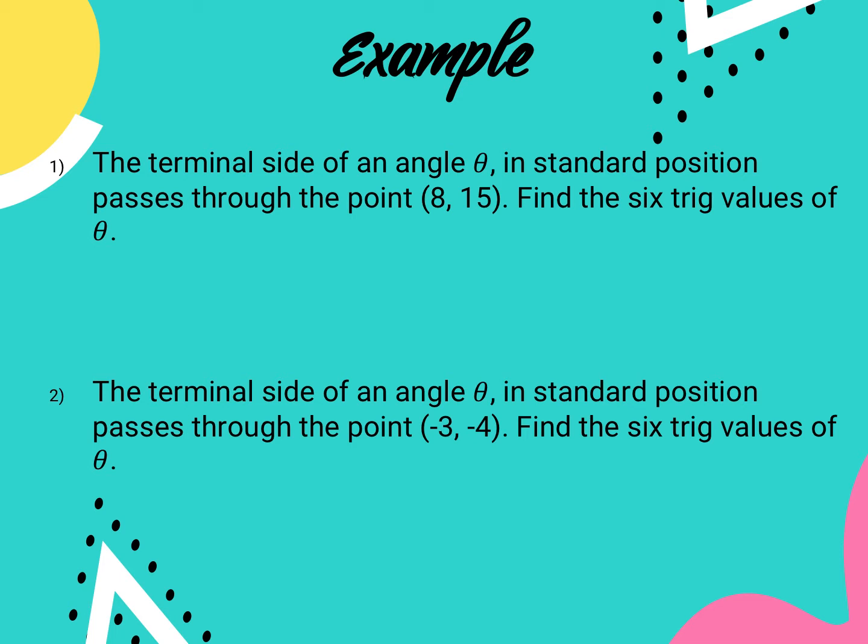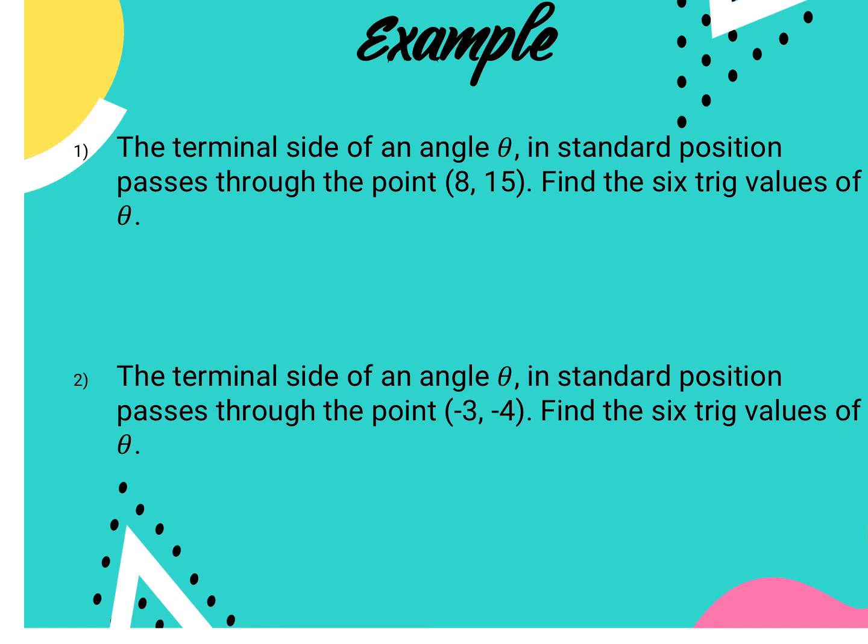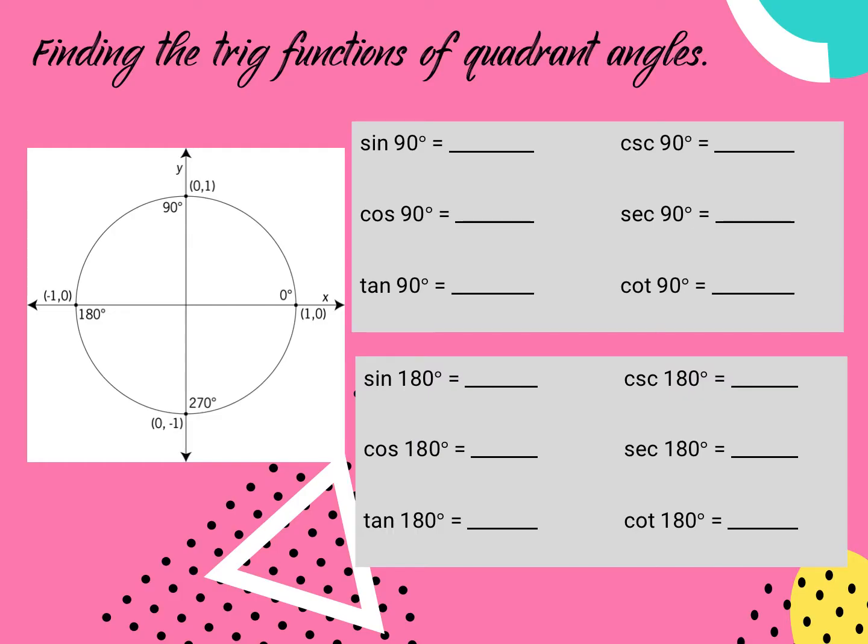Remember, you're going to find r by using r equals the square root of x squared plus y squared. Once you have x, y, and r, plugging them into those 6 functions is super easy. Just remember that if you have a radical in one of your ordered pair coordinates, you're going to have to rationalize.